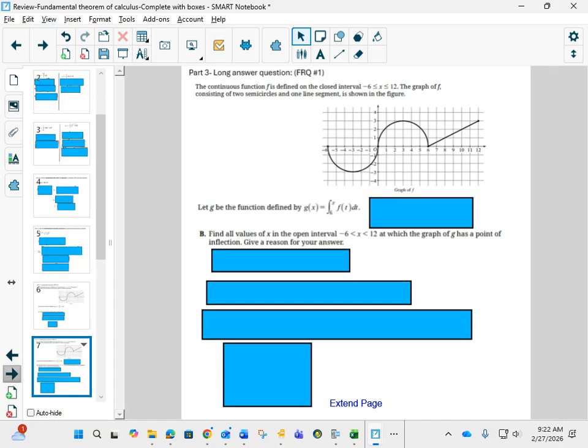Part B. We know that g prime of x, by the fundamental theorem of calculus, is f of x. That means the double derivative, g double prime of x, is f prime of x. Find all the values of x on the open interval at which the graph of g has a point of inflection. Give a reason for your answer.